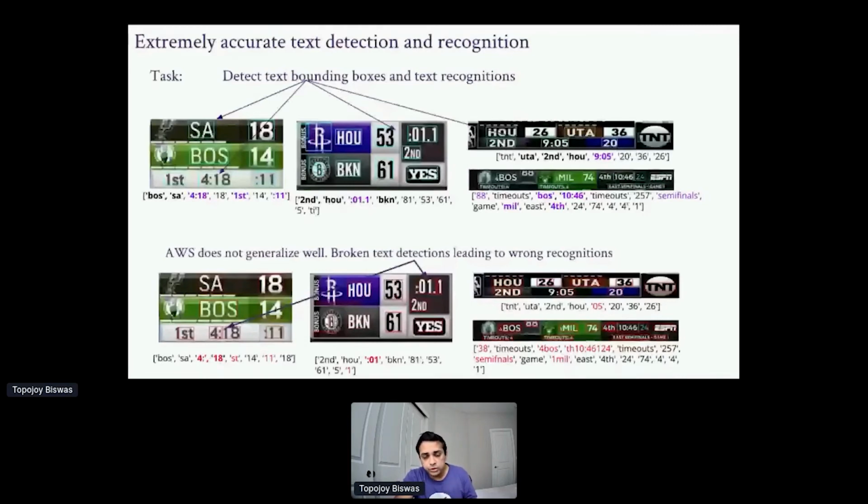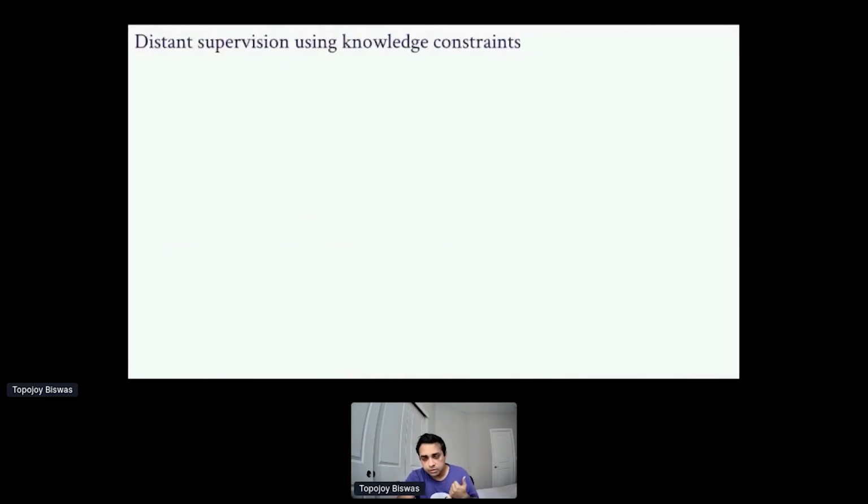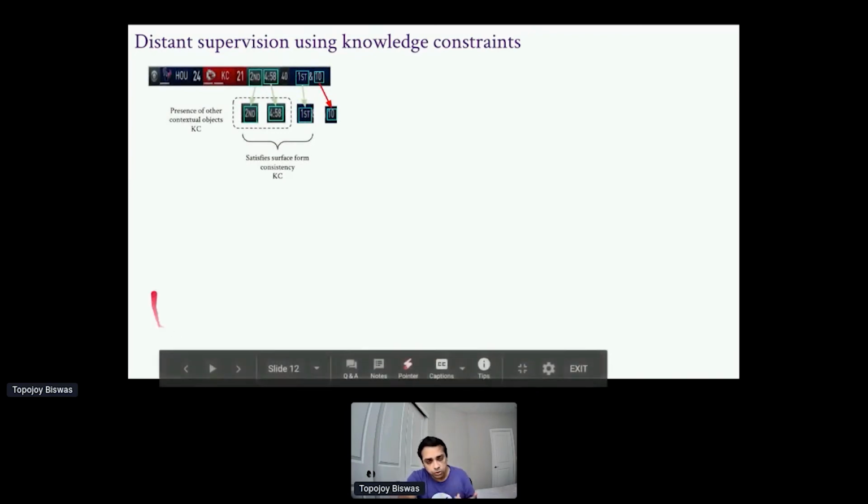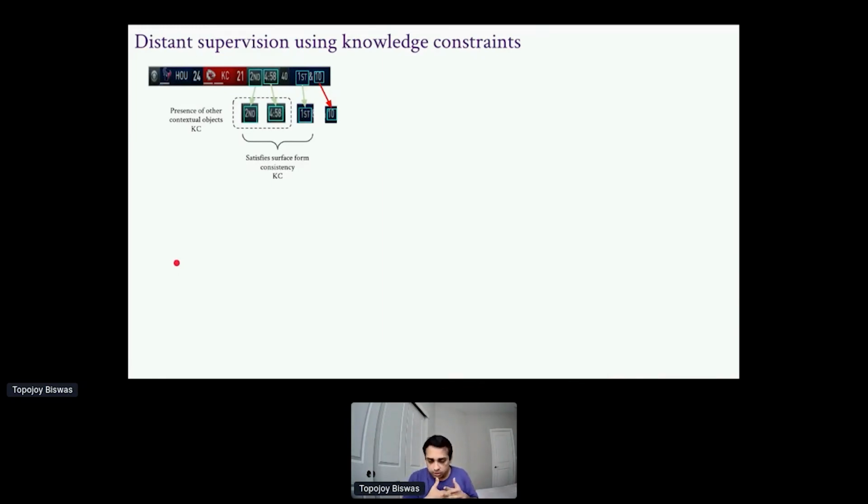Now, what do we do? If we have to detect these, do we have to get a ton of training data? Well, that's not the way we would like to go because it's very high cost. So we try to resort to distant supervision using knowledge constraints about these objects. We're going to talk about that in a bit. So what does that mean? The big idea is that if you know these objects well, for example in these clocks, and if you know what constitutes time and what constitutes quarter, then you can write knowledge constraints around them.